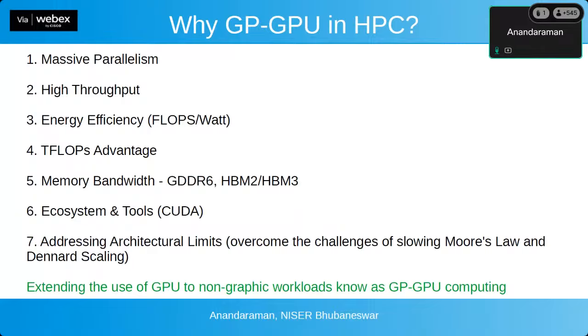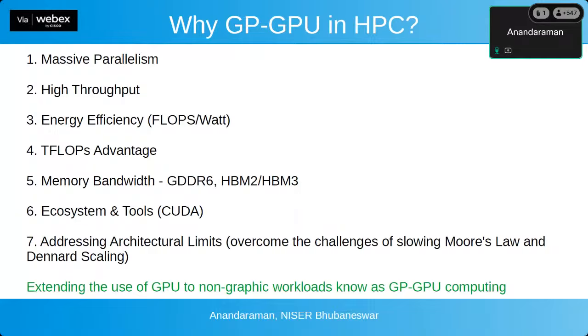GPU gives massive parallelism, high throughput, and is energy efficient, because the number of floating point operations depends on the number of ALUs. In a CPU we have fused multiply-add, FMA. For each core we have two FMAs. One FMA can do two operations in one cycle, that is one addition and one multiplication. So everything depends on the number of cores. Here the number of cores is more, so automatically the number of floating point operations per second is more.